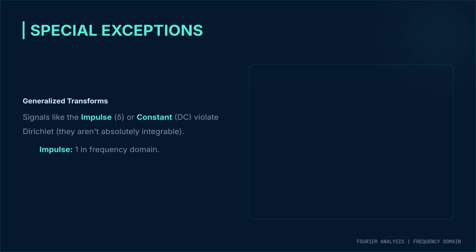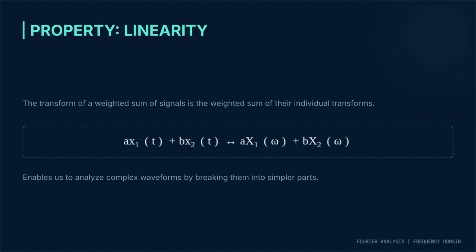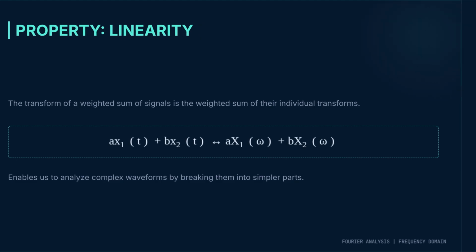The impulse function transforms to 1 in the frequency domain, while the rectangular pulse in time corresponds to the sinc function in frequency. The linearity property states that the transform of a weighted sum of signals is the weighted sum of their individual transforms. This enables us to analyze complex waveforms by breaking them into simpler parts.